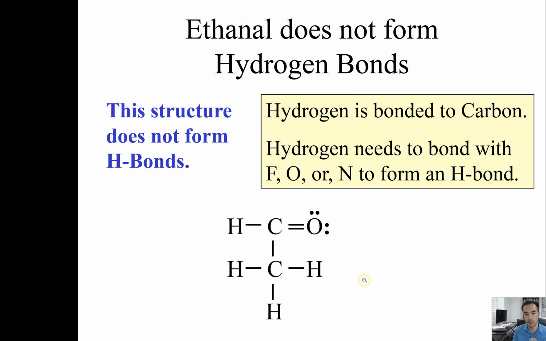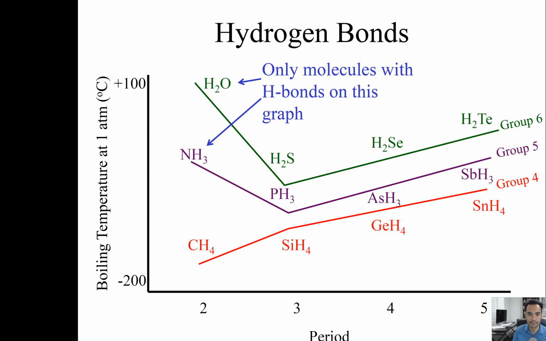In this case, we have a little bit of a different structure. Although you could say, well, why can't I put an H right here? The problem is that the H is already bonded with the carbon, unlike in the other situations where you can actually open those up. So let's take a look at the boiling point graph.